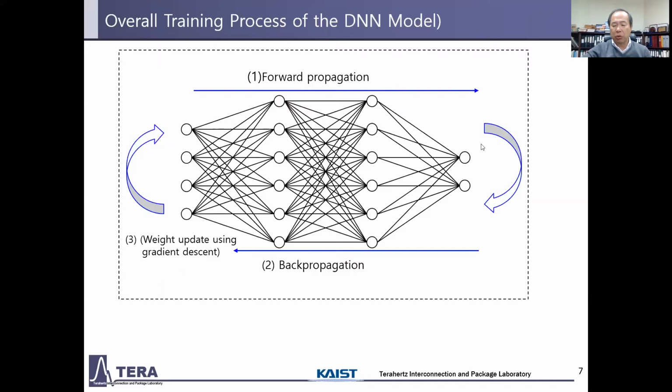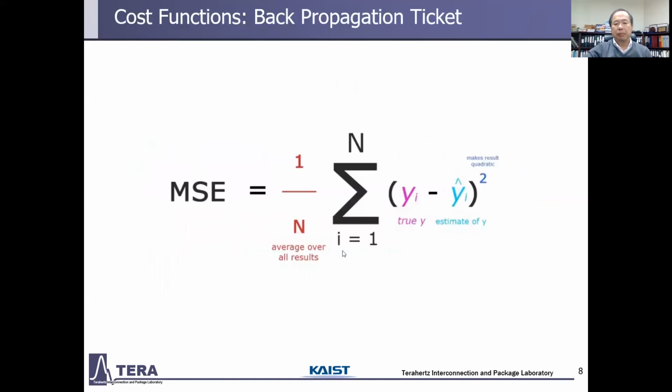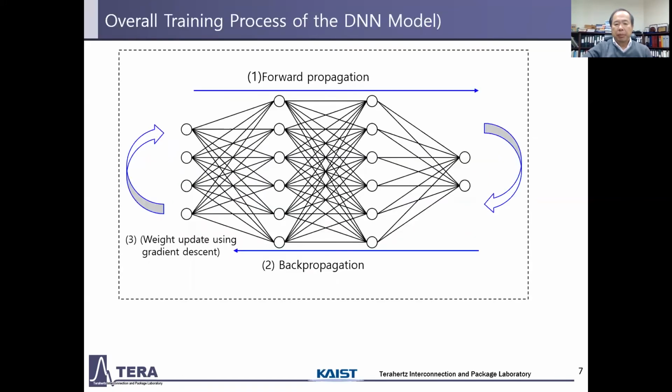If the answer is wrong during the training session, then we have to correct this connectivity and the weight numbers. And that correction process is called backpropagation. During the backpropagation, we update the weight numbers using gradient descent methodologies. When we have errors, we have to correct those connections and weight numbers. That is called training and backpropagation.